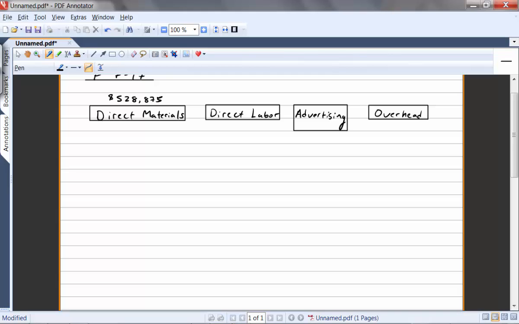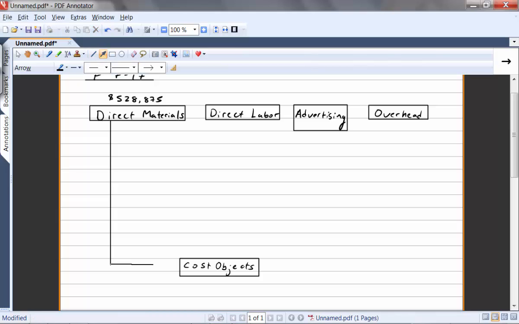These are directly traced to the cost objects. So down here we're going to have our cost objects, which in this case are the products. Remember, a cost object is anything that the company desires cost information about. So we are going to have our direct materials, which are traced. I should do that. And so trace directly.